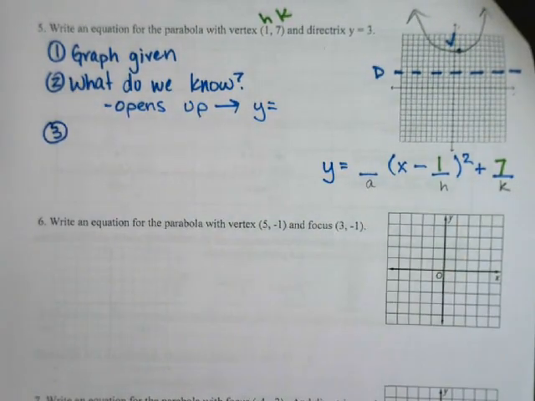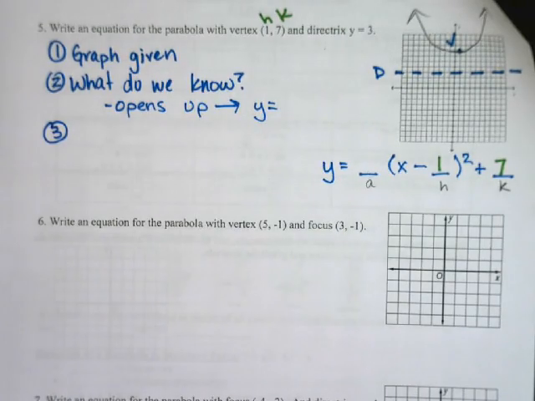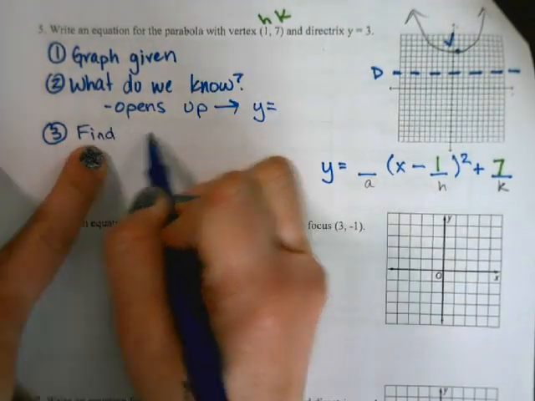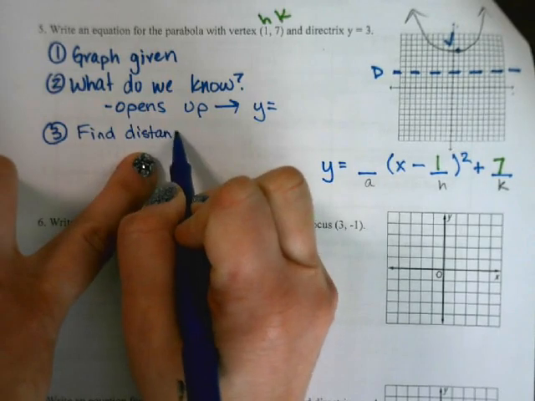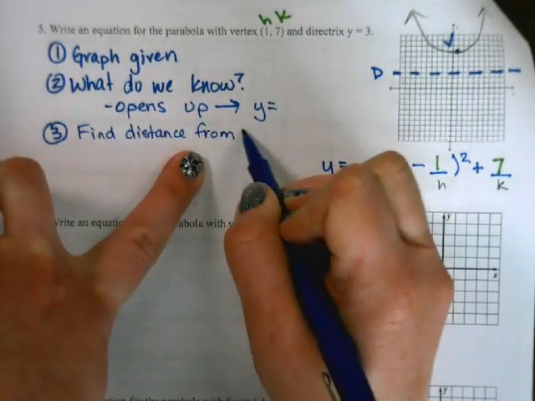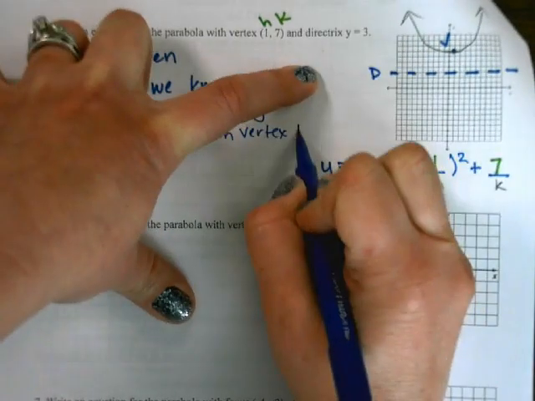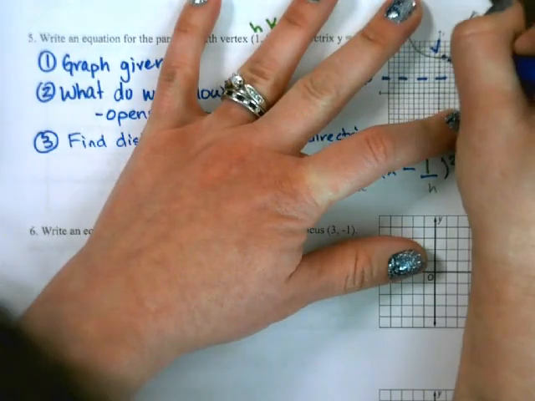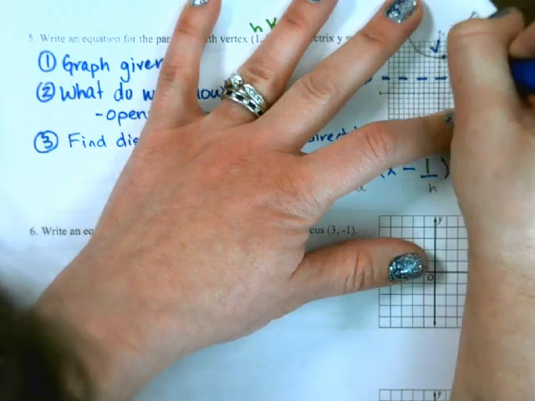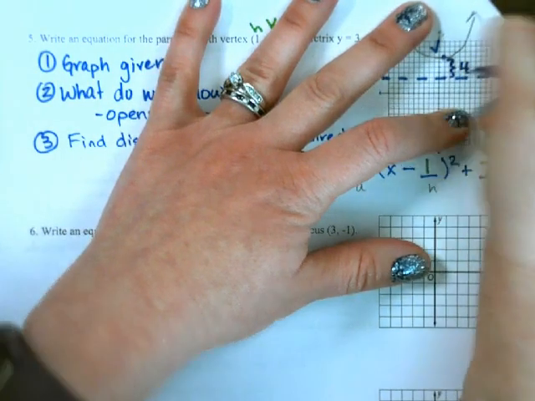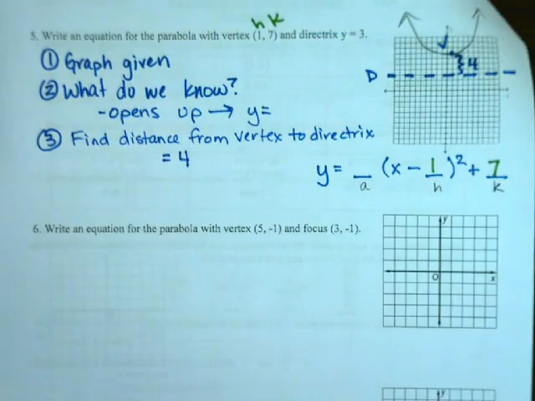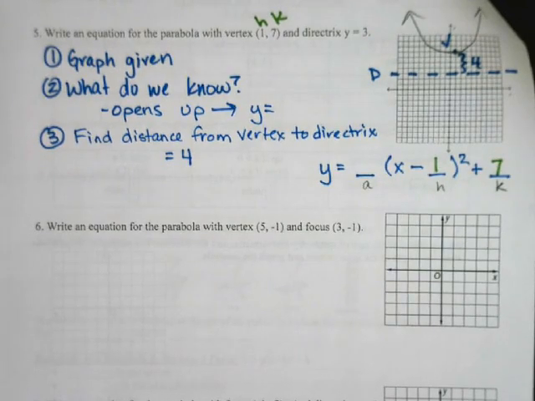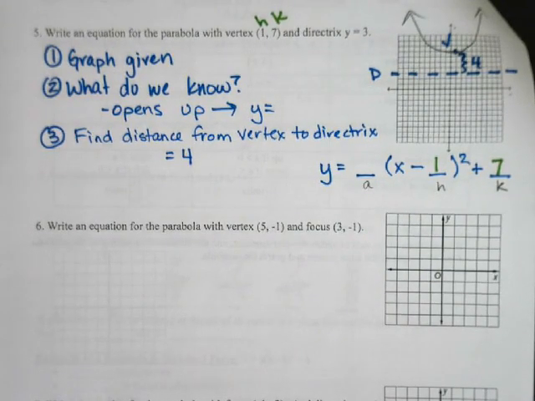Remember the distance we talked about from the vertex to the focus is the same as the vertex to the directrix. So we're going to find the distance from our graph, from the vertex to the directrix. So here we go. That's 1, 2, 3, 4. You see that?